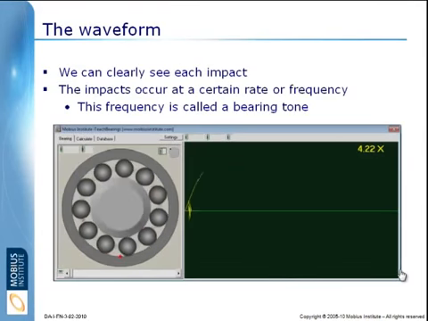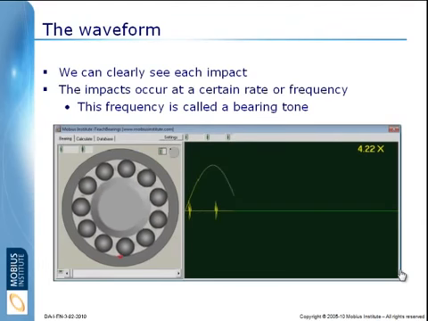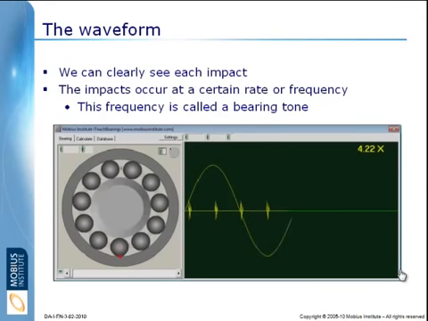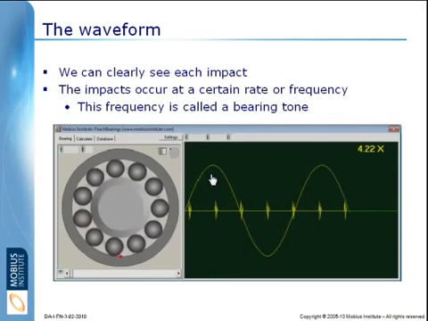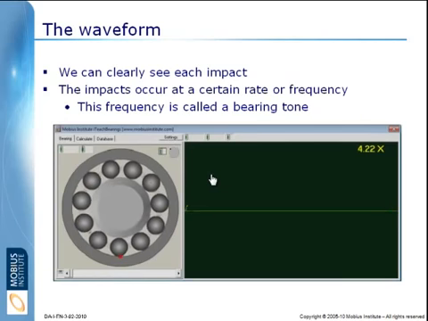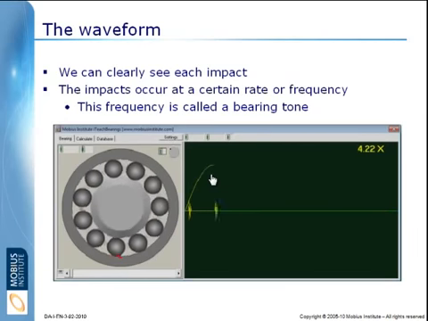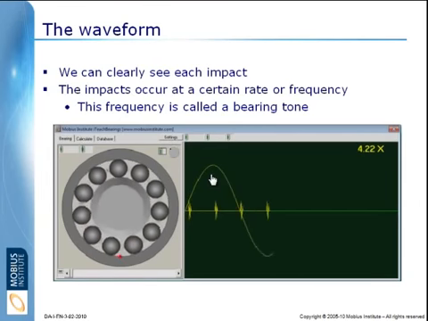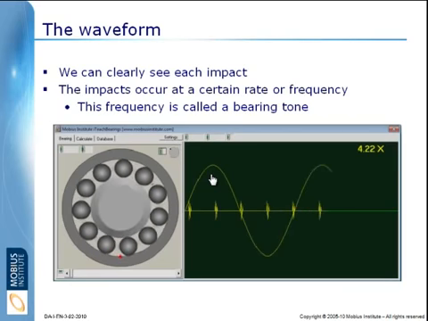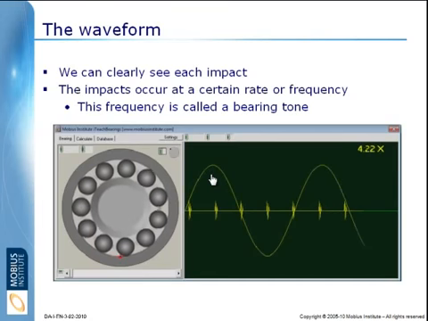Now, the first way is called the time waveform. And as we see this graph being plotted, we have a big sine wave, which is the shaft turning around. That's this wave. And then we also can see each ball hitting the fault at the bottom makes a little click. Click. And as we said, we can see these events, or these impacts, directly in the time waveform.